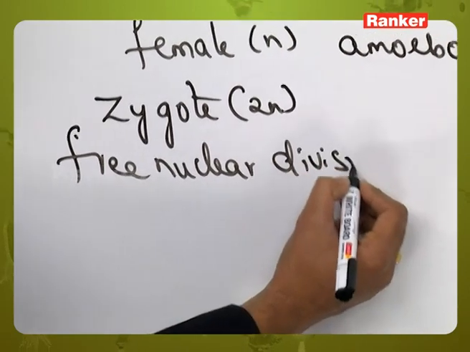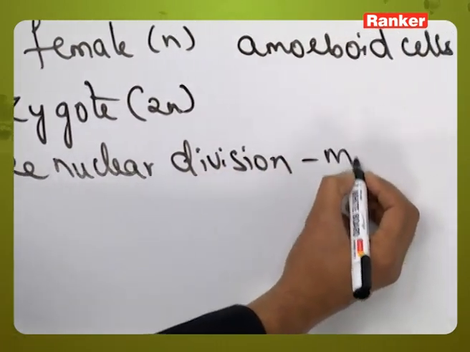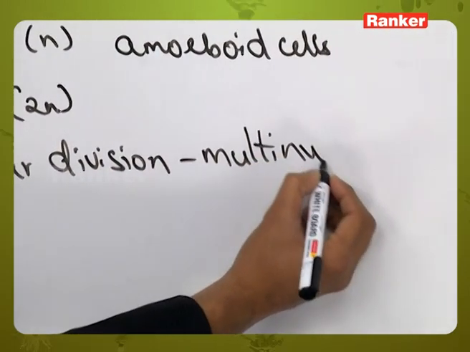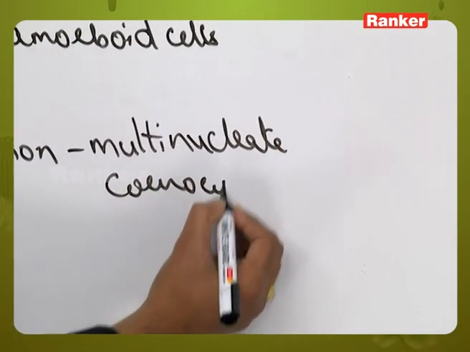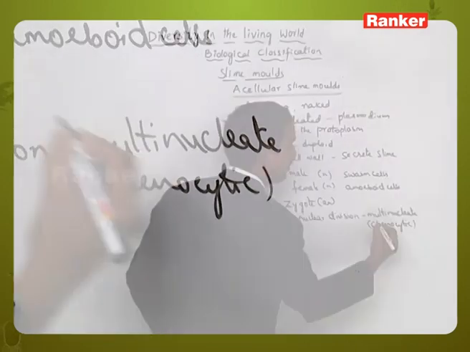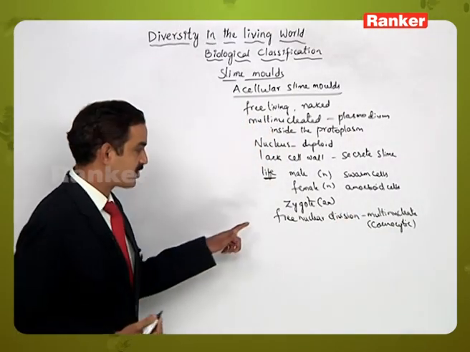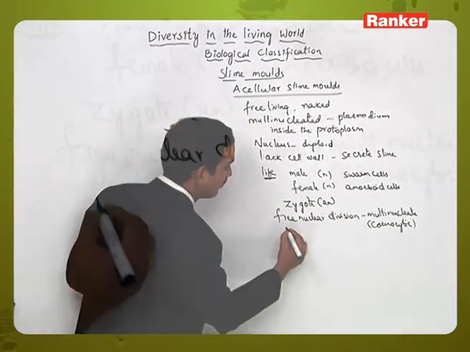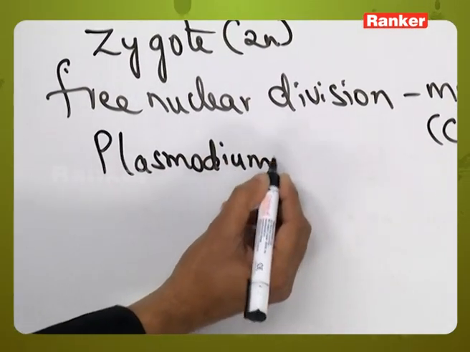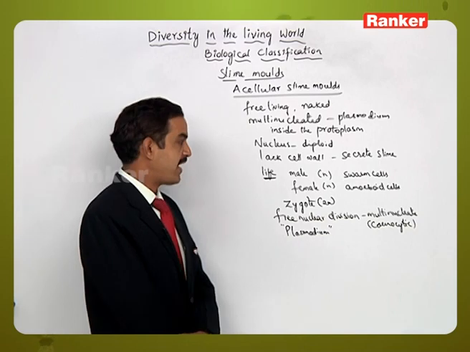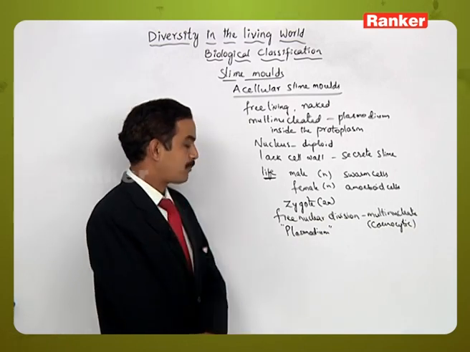This zygote, which is diploid in nature, will undergo free nuclear division. When they undergo free nuclear division, it will be converted into a multinucleated structure, or we can call it a cenocytic structure. So this cenocytic structure which is formed is called the plasmodium. So this is the way how these slime molds with the plasmodium are produced.